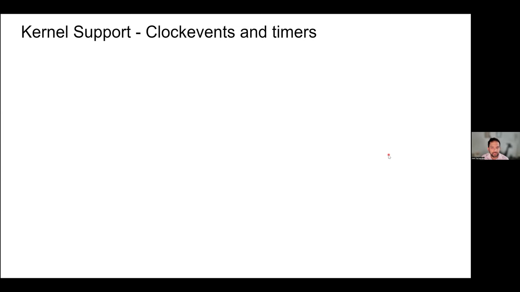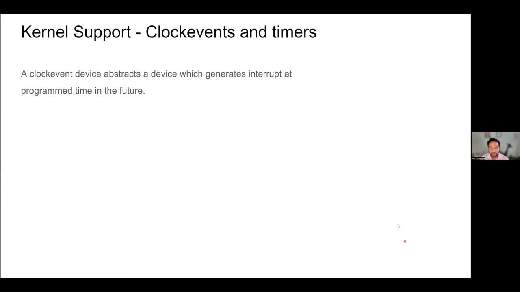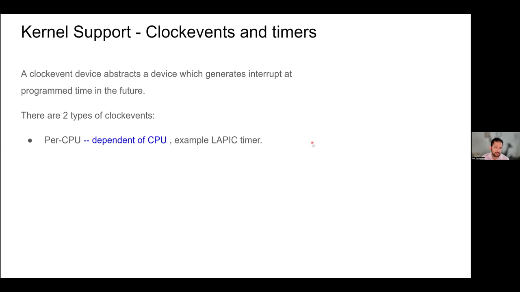Okay, so now we'll jump into the kernel implementation. At the lowest level, these timers are per CPU, and there is something called a clock event. Just like clock source, there's a clock event structure, and a clock event is basically an abstraction on a device which generates an interrupt at a programmed time in the future, which is a timer, right? A timer does exactly that. And that's what a clock event abstraction does.